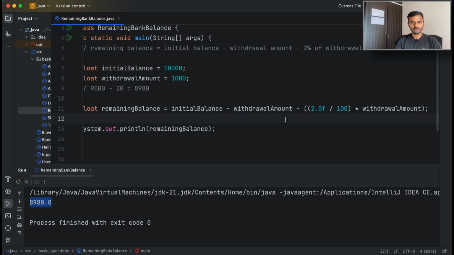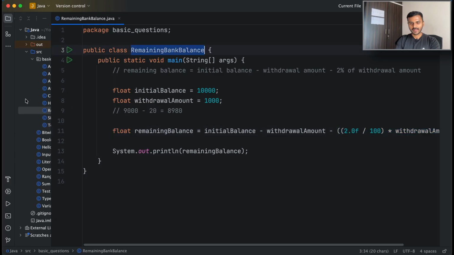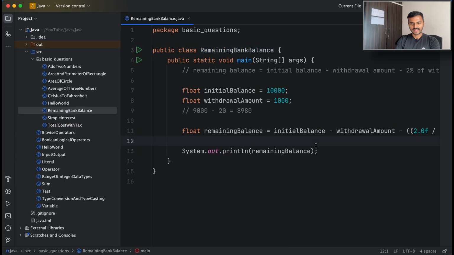So this serves two purposes. First, which is not applied here, the parentheses will alter the operator precedence, and also it provides clarity as to which expression should be evaluated first. So with this, we solve this question of finding the remaining bank balance. And now on to the next question.